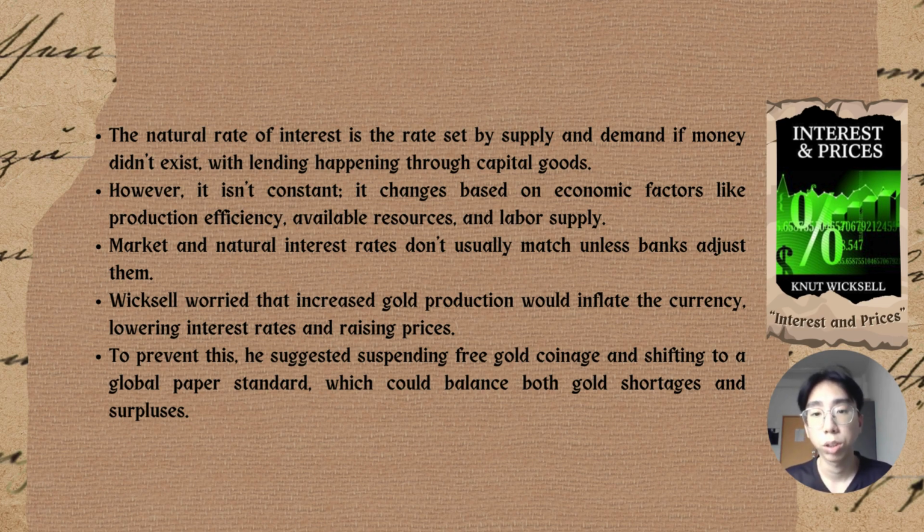Wicksell worried that increased gold production would inflate the currency, lowering the interest rate and raising the prices. To prevent this, he suggested suspending the free gold coinage and shifting to a global paper standard, which could balance both gold shortage and surplus.